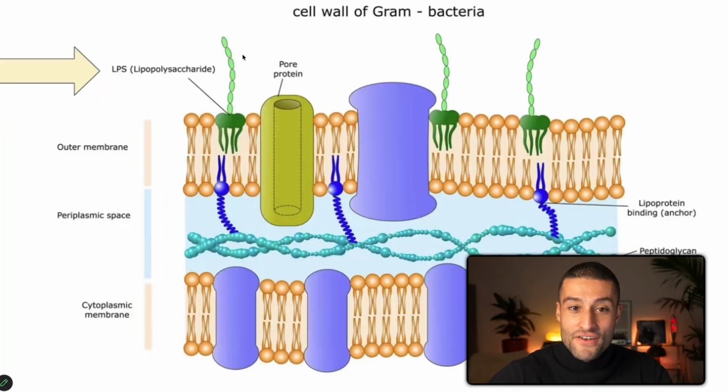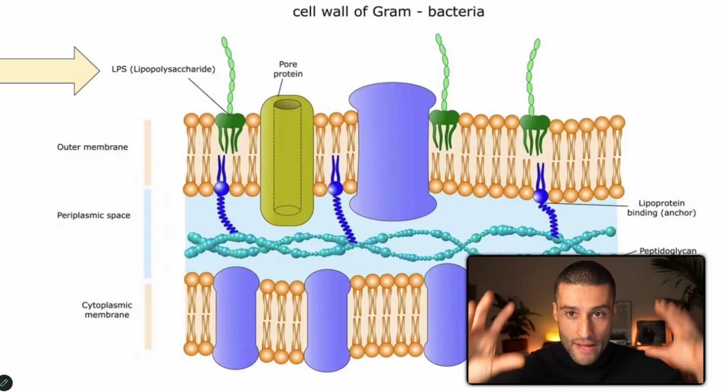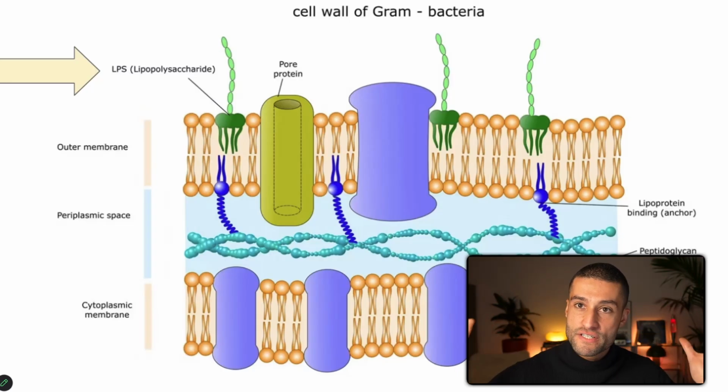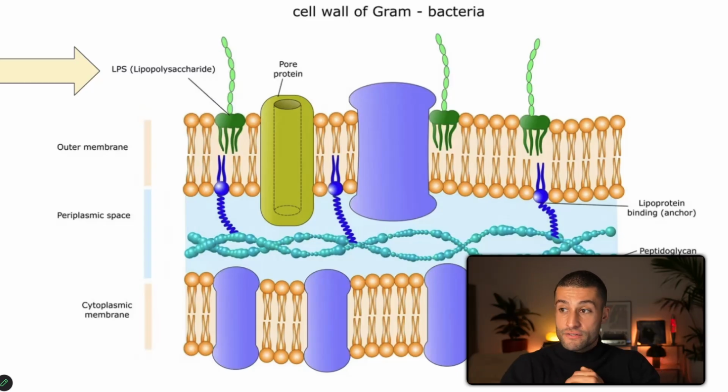That's right, another visual diagram. Now we're deeper in the actual gram bacteria. The little green alien tentacle guys, those are lipopolysaccharides. When that bacteria breaks open and they're released, it can trigger large immune responses.